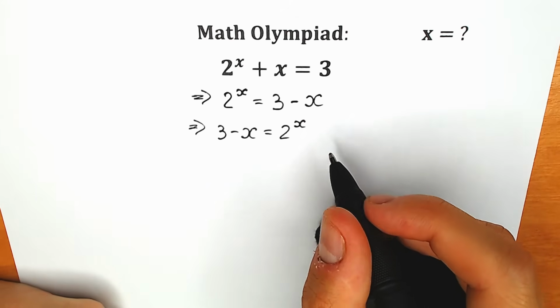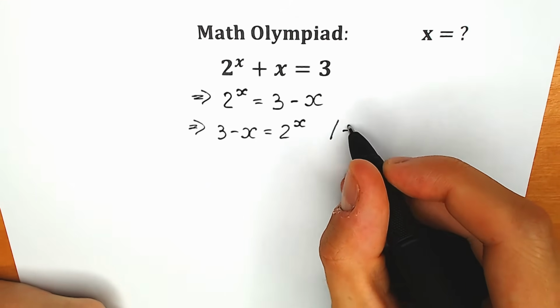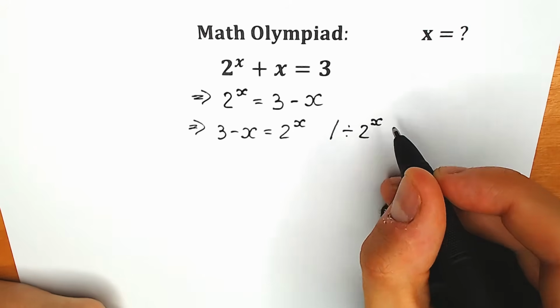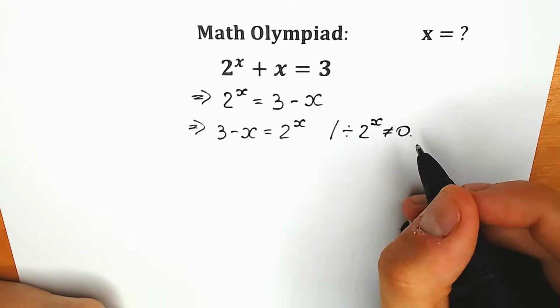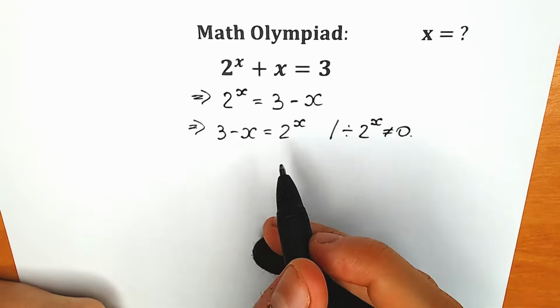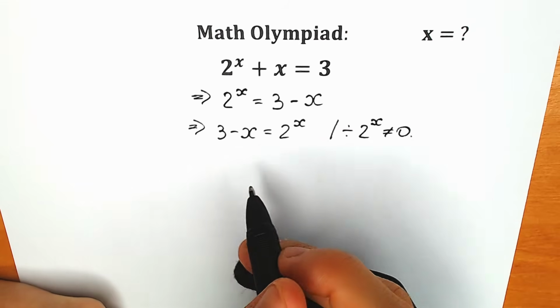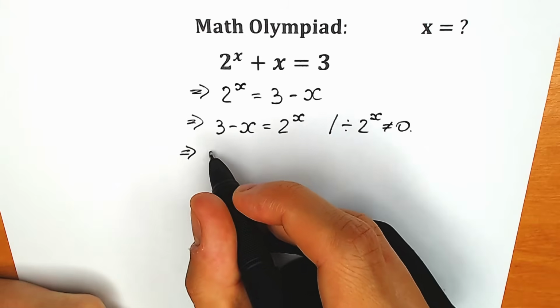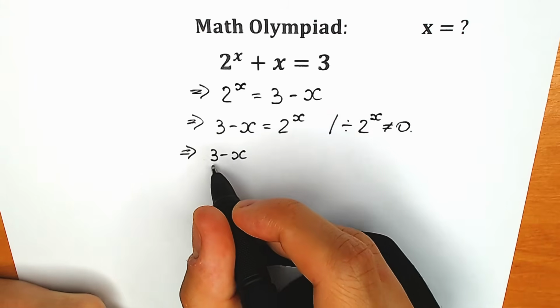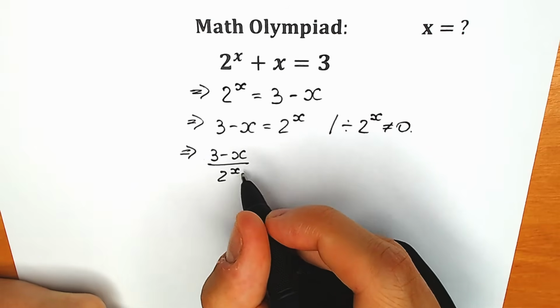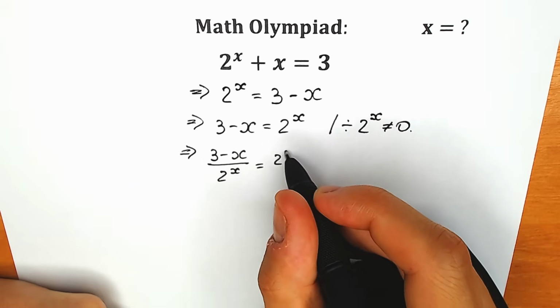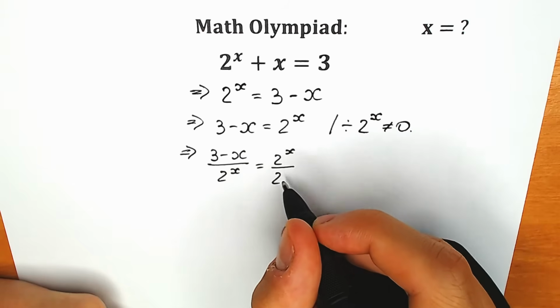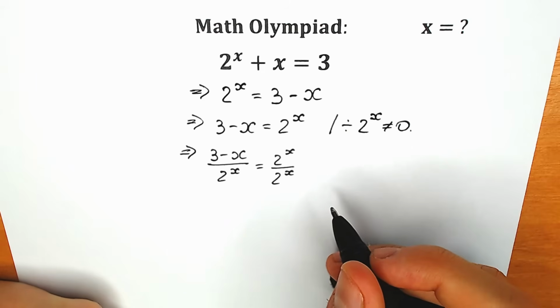Right now, let's divide both sides by 2 to the power x. 2 to the power x is not equal to 0, so we can easily do this. We divide both sides, our left side and right side, by 2 to the power x. We have 3 minus x divided by 2 to the power x, and we divide our right side, 2 to the power x, by 2 to the power x.